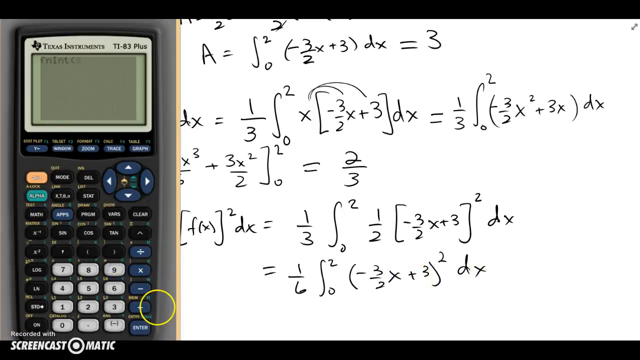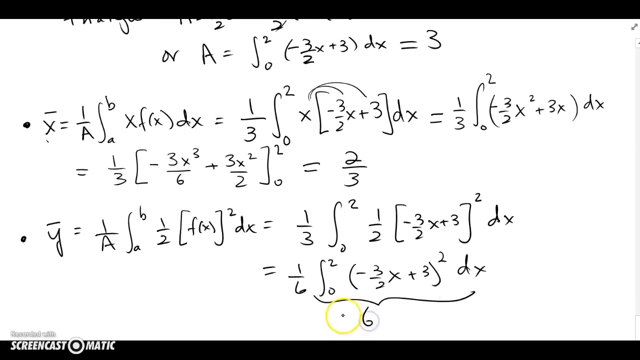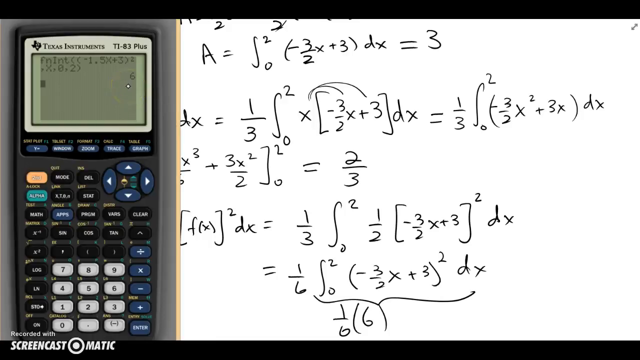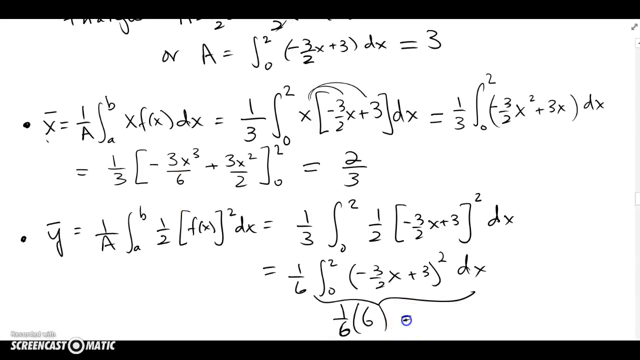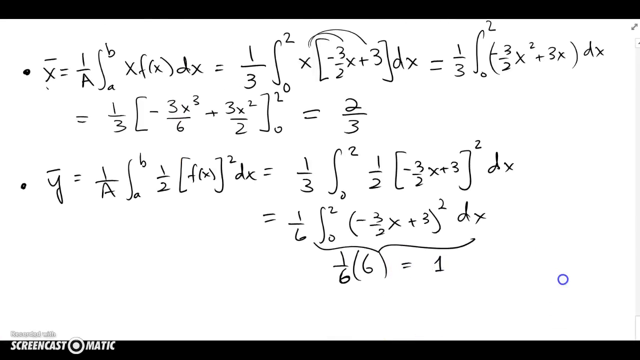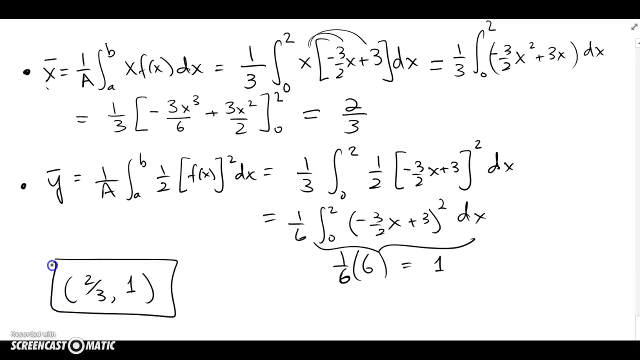So we'll do Math 9, and I'm going to put this as a -1.5. Let me open up another parenthesis since I'll be squaring it. -1.5x plus the 3, close the parentheses, square it, comma, in terms of x from 0 to 2, close, equals. Okay, so this part is just going to be 6, it looks like. So we got, remember, for that part, just a value of 6. So 1/6 of 6, 1. So we got our y bar. So the center of mass for that region looks like it's 2/3, comma, 1.